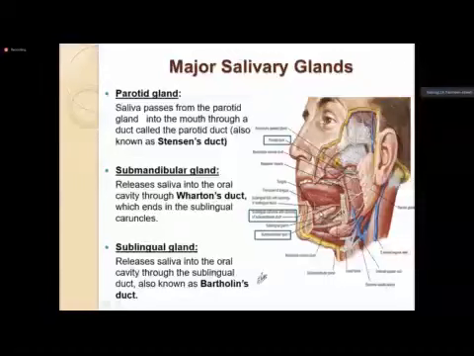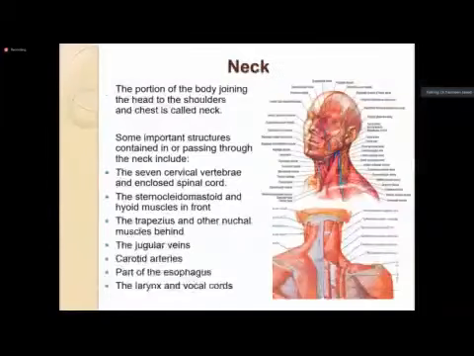Now the region of the neck. Region of the neck हम define करते हैं कि the portion of the body joining the head to the shoulder and the chest is called the neck. तो कुछ important structures जो कि obviously हम हर चीज को जो है वो यहाँ पे आप नहीं कर सकते. तो important चीजें जो neck region की हैं I will discuss or brief all these important topics.